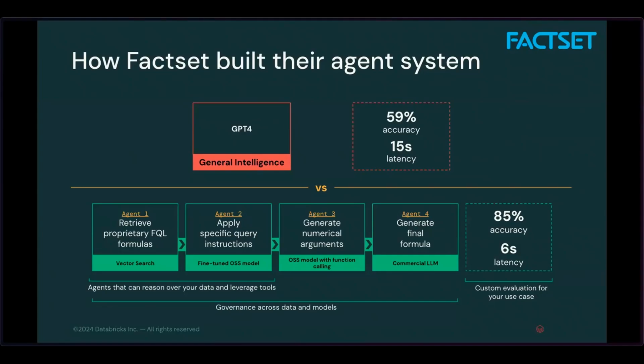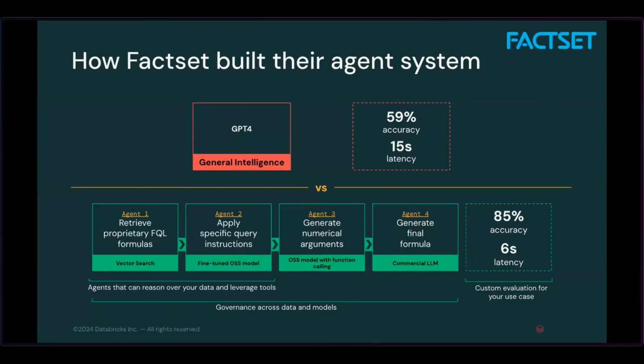The second part of this, from the previous slide where we talked about what defines an AI agent system, is custom evaluation for their use case. So they were able to evaluate and use multiple different foundation model providers, open source in Agent 2 and a commercial SaaS model in Agent 4, and they're still able to evaluate the overall application for accuracy of results, even though they have different components all working together like this.